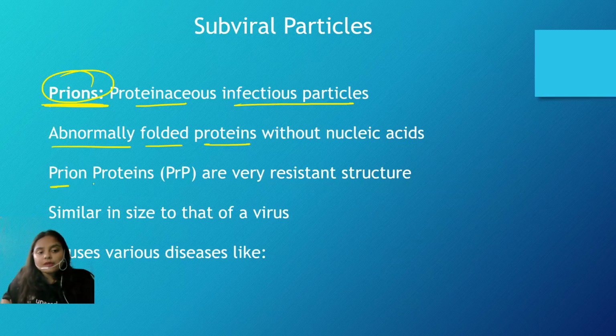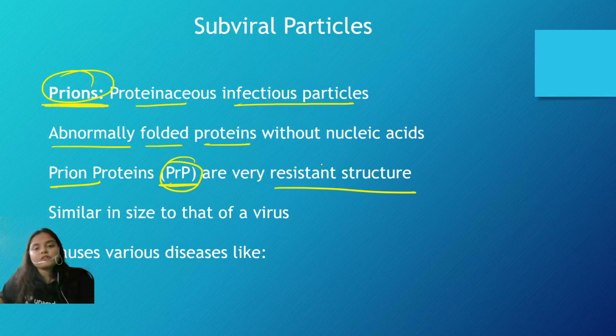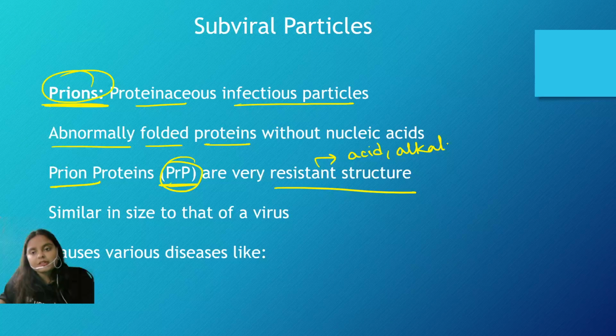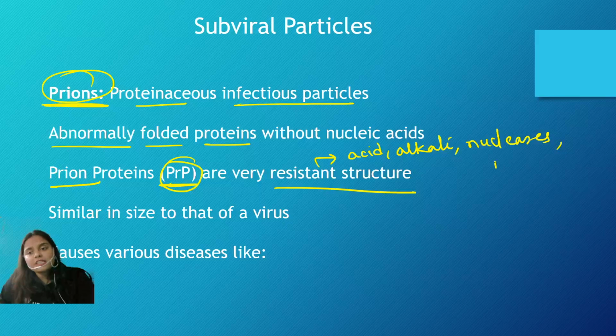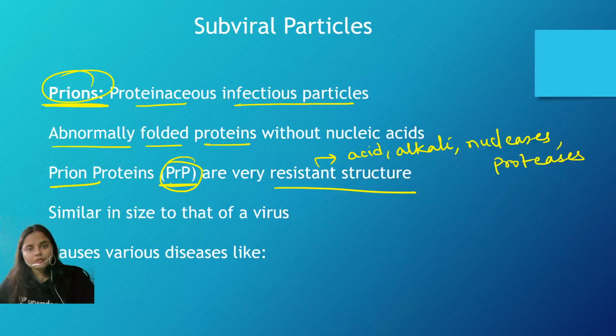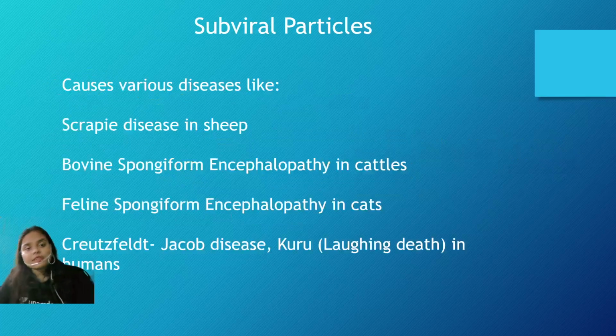Okay. So the prion proteins, also referred to as PrP, are very resistant structures. They are resistant to various acid and alkali treatment, various enzymes like nucleases, okay, and various proteases also. They are resistant to multiple chemical as well as enzymatic actions. They are similar in size to that of a virus. That means smaller than the bacterial cell, and they are known to cause various diseases even in humans also.